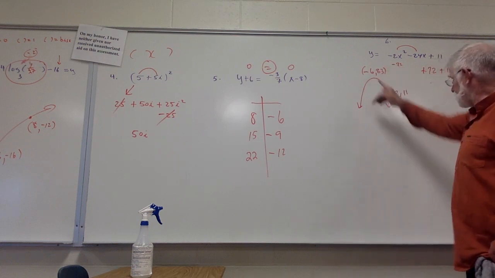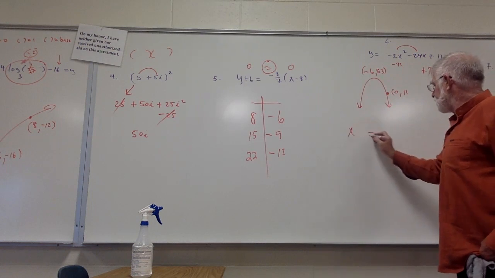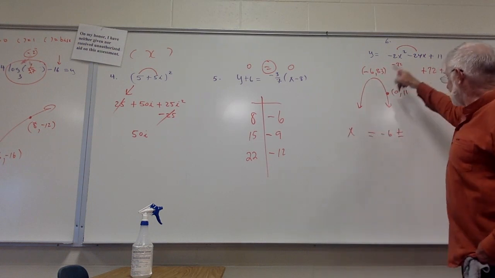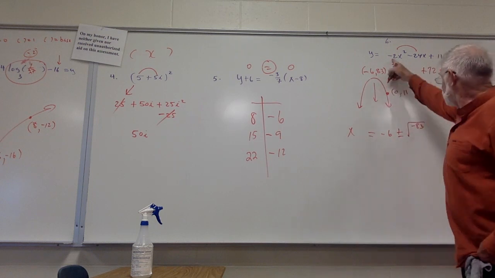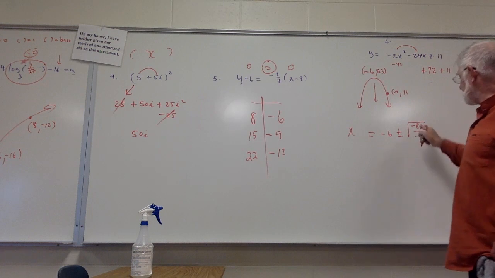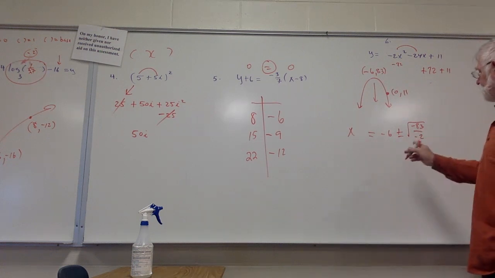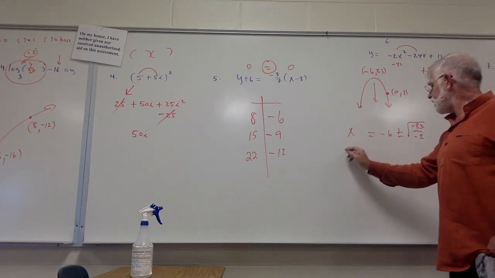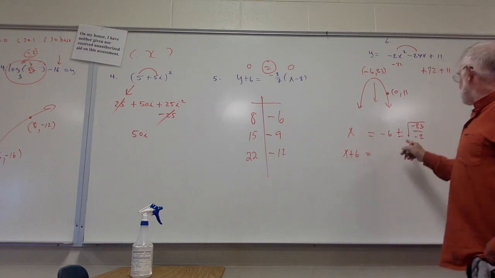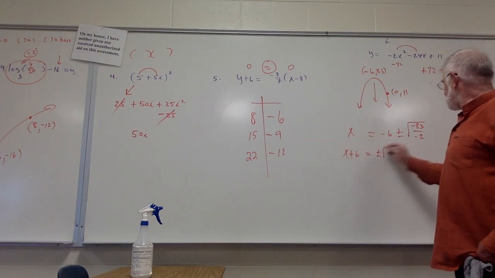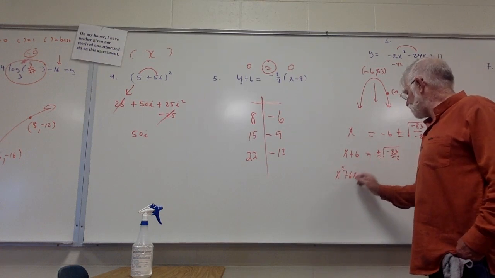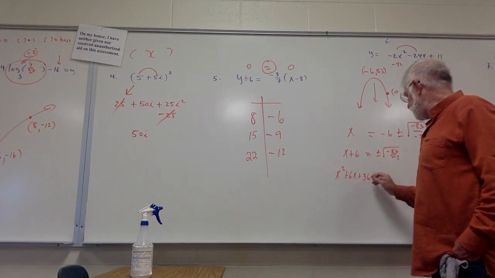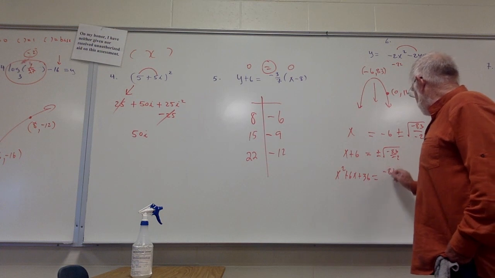I now know my roots are centered at negative 6, plus or minus. To get from 83 to 0, I got to go down 83 units, and I'll divide by the a term, negative 2. Those are real roots. So if I want to bring it to the other side, I got to do x plus 6. I've got to have plus or minus the square root of negative 83 over negative 2. I got to square this. This is x squared plus 6x plus 36 is equal to negative 83 over negative 2.